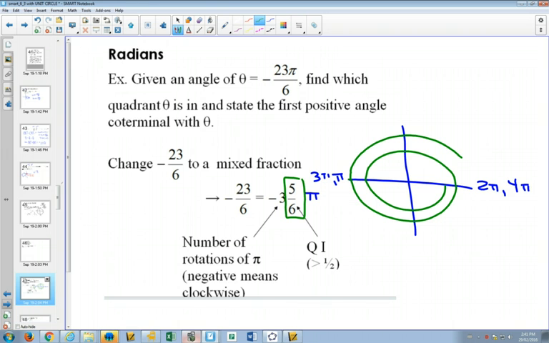The nice thing about figuring the first positive coterminal angle, what family is this part of? It's part of the pi over 6 family. So if you end in quadrant 1 and it's part of the pi over 6 family, you know that the first positive angle coterminal with it will be pi over 6. And so you can do that kind of math a lot quicker in radians than you can in degrees.